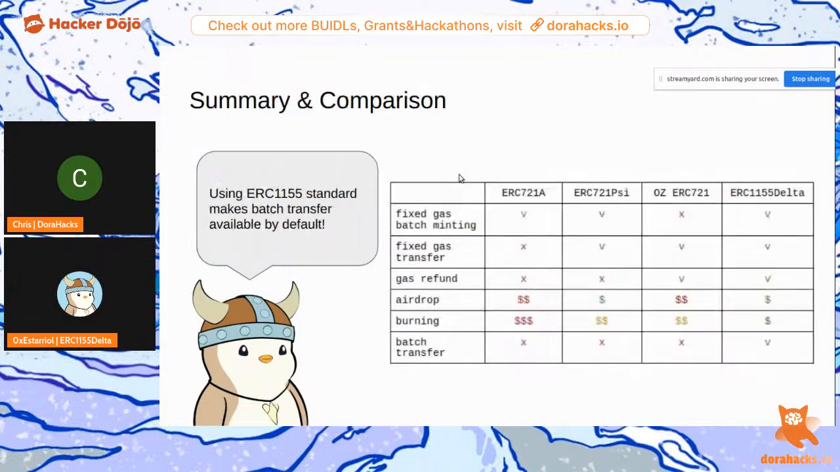So in summary, ERC 1155 Delta is the only implementation that scales in minting, transfer, and burning, and its performance in gas usage outperforms all the existing solutions. One additional bonus of Delta using ERC 1155 as its interface is that batch transfer is enabled by default. No need for risking approving a third-party smart contract just in order to transfer multiple tokens at once.